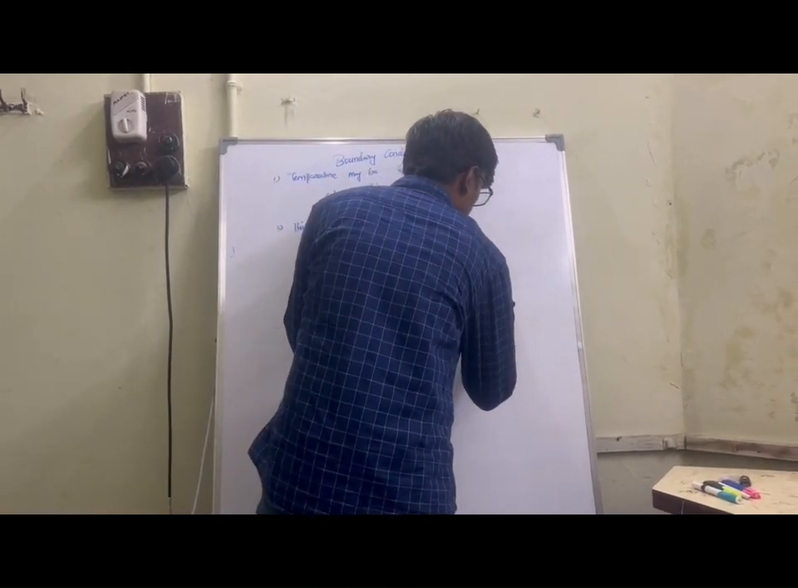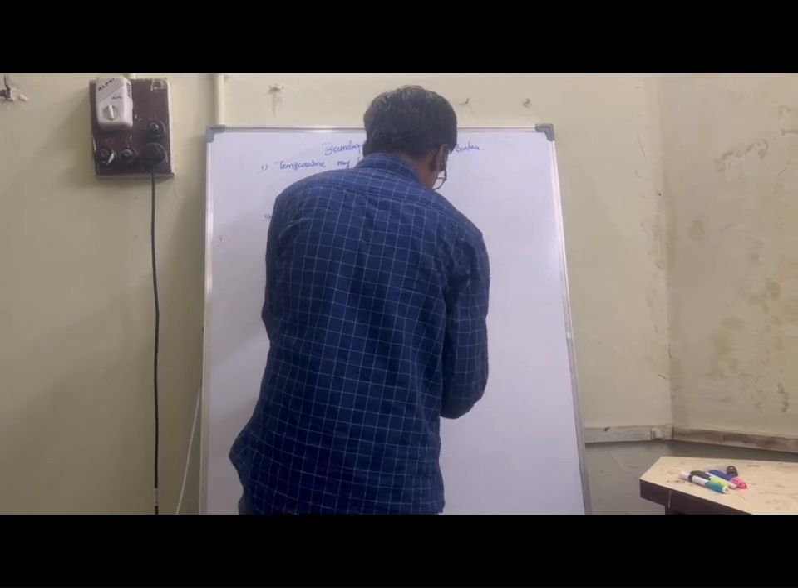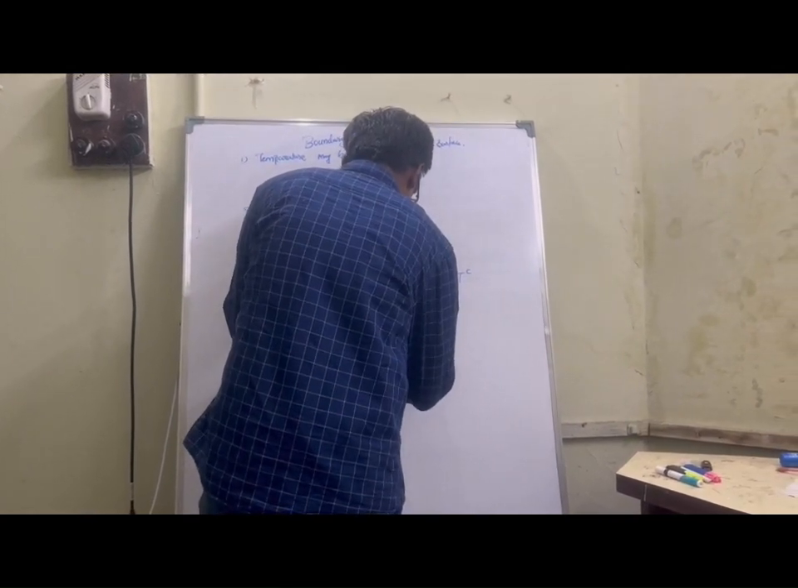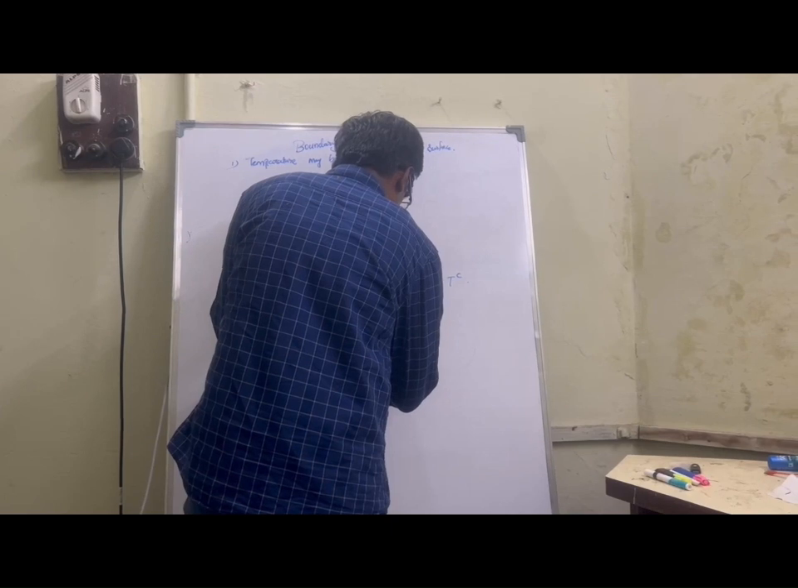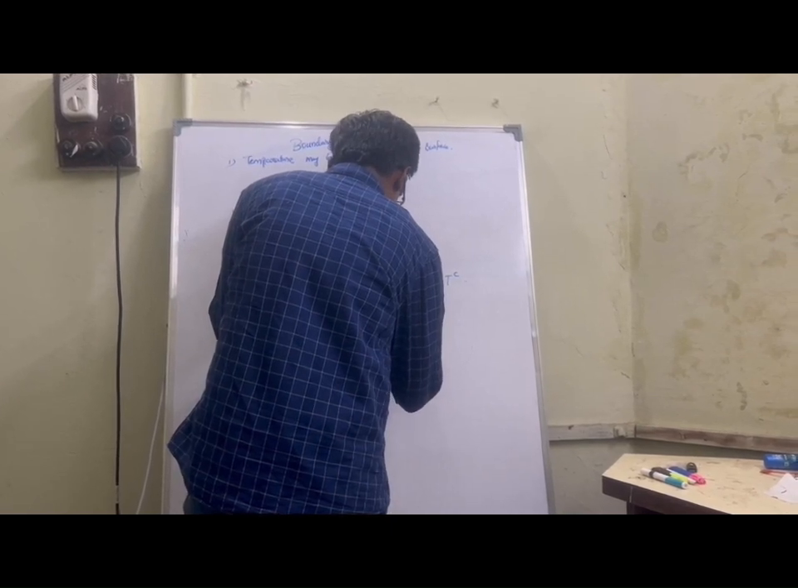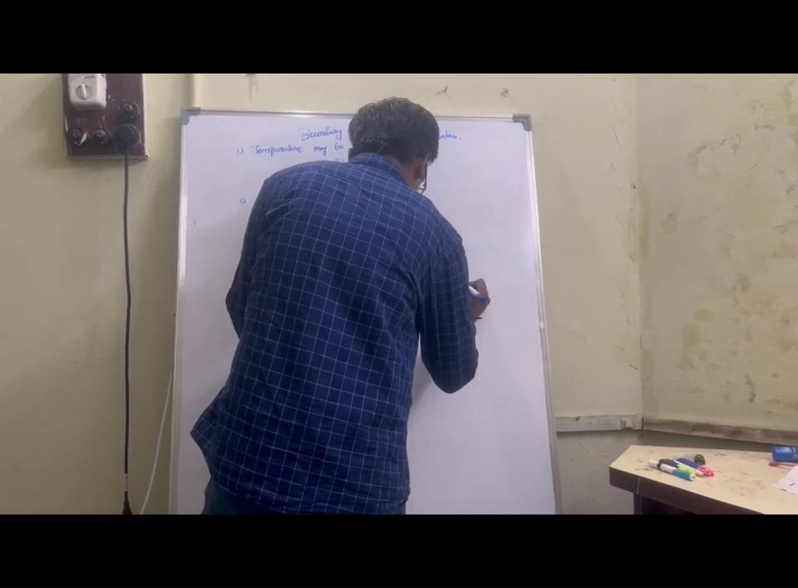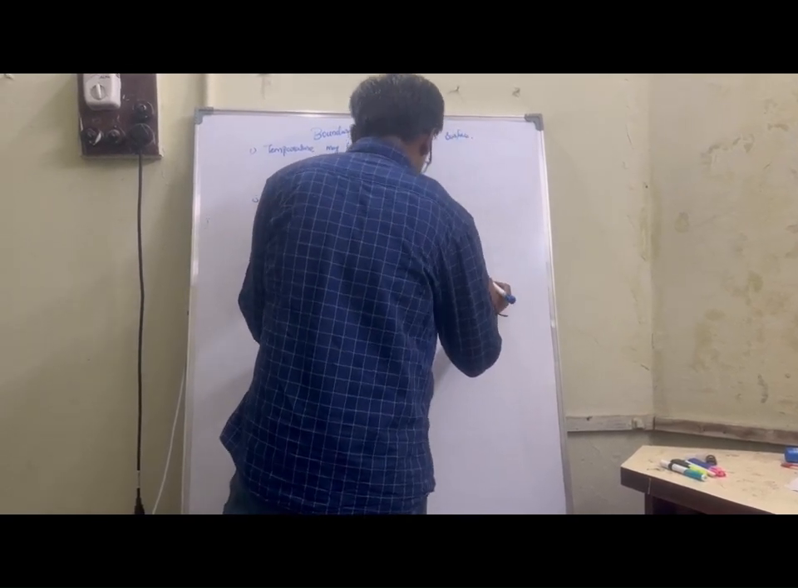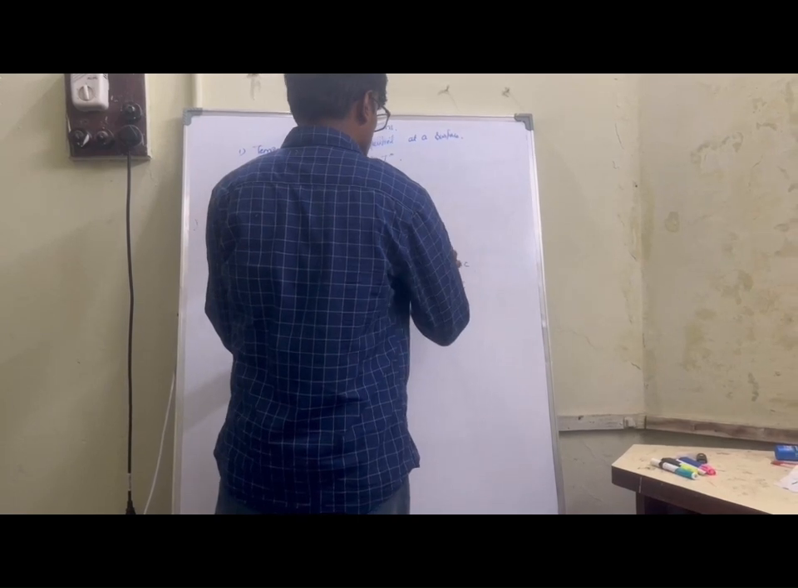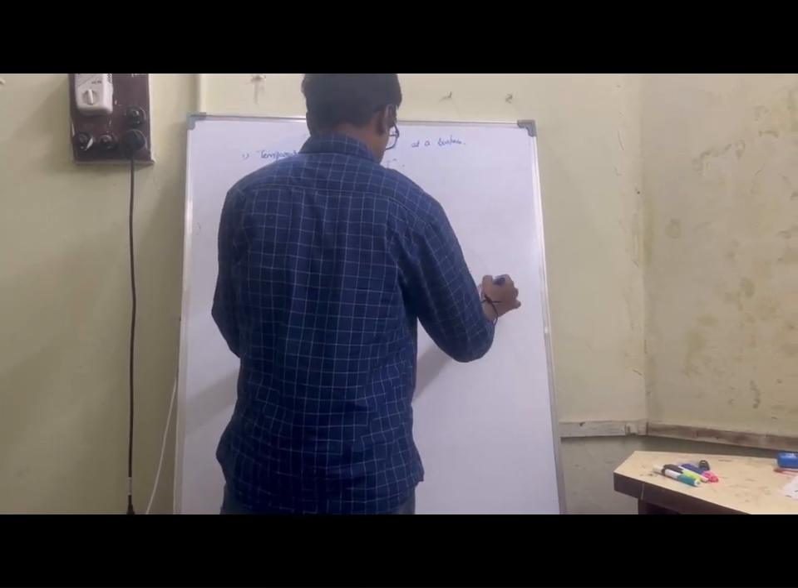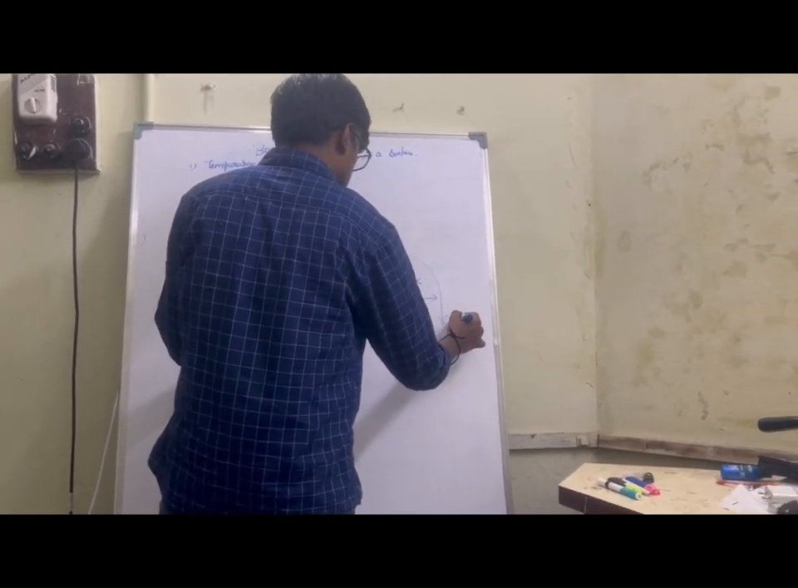T naught is equal to the TC. At R is equal to the RC, TC is equal to the T naught. Now from this we can get C2F.